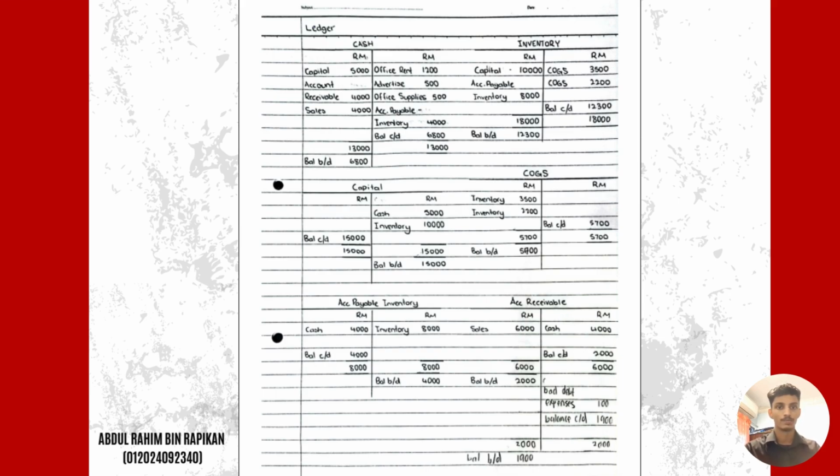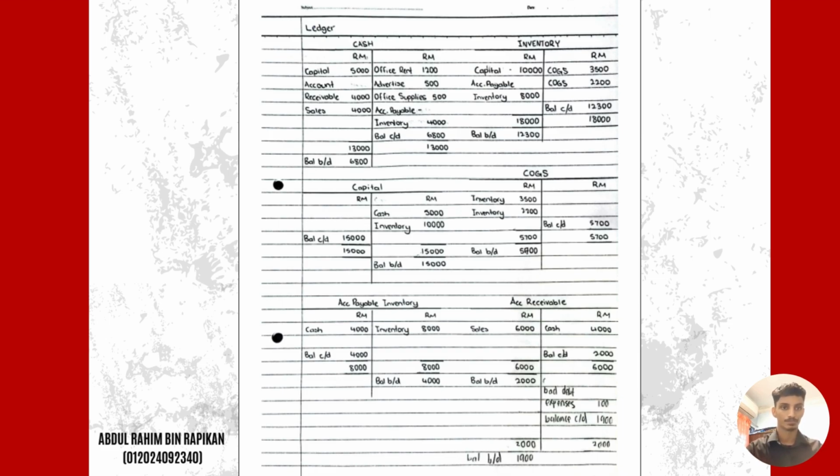Okay, so if you look here for the first one, cash is on the debit side, where there are capital amounted 5,000, account receivable 4,000, sales 4,000. On the credit side, office rent 1,200, advertisement 500, office supplies 500, and account payable, inventory 4,000. After we add both of the sides, we will get on the debit side, which is higher, 13,000. So we minus the credit side, and we will get balance BD 6,800.